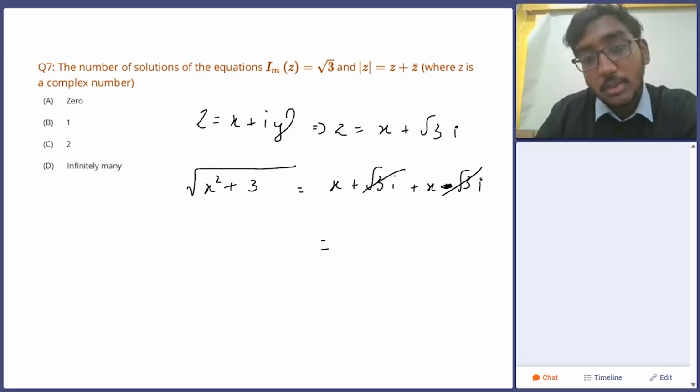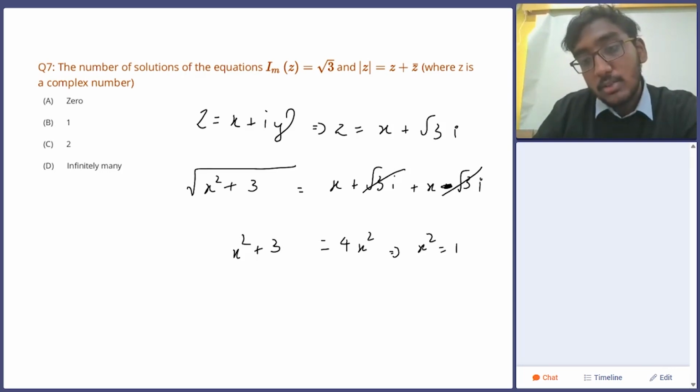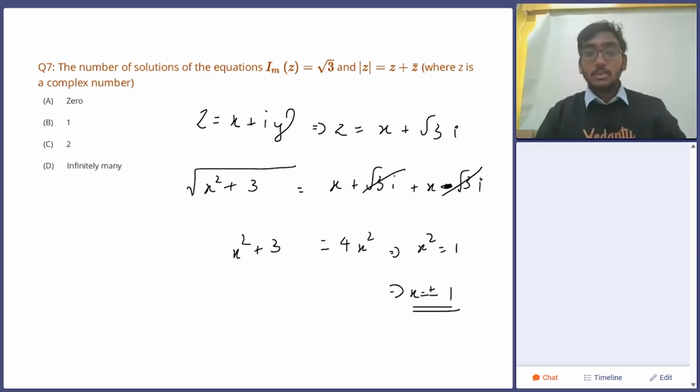If you square on both sides, what you will get? 4x square equal to x square plus 3, right? So that means x square is 1. So x can be plus or minus 1, right? X can be plus or minus 1.